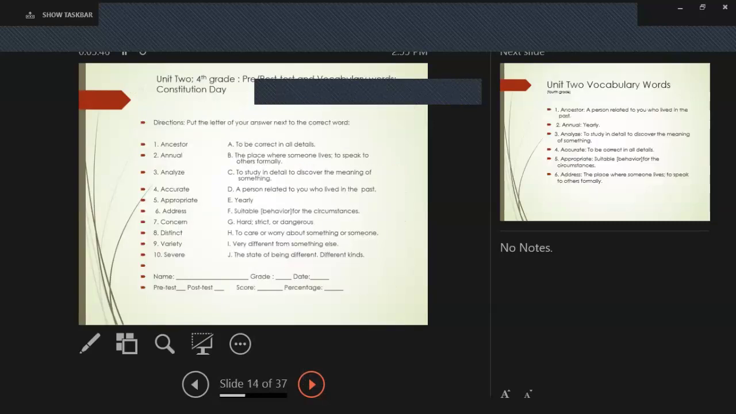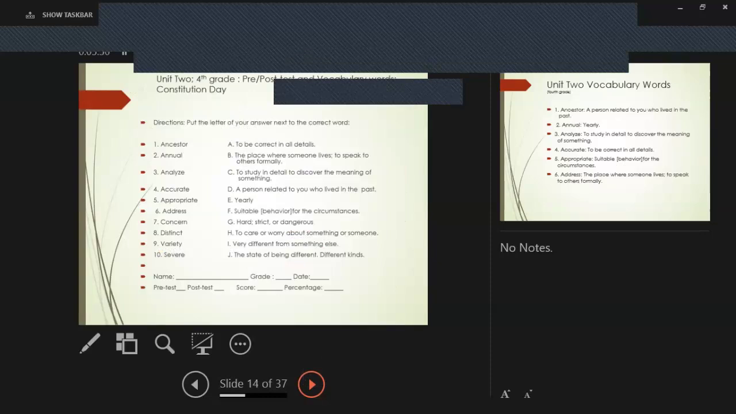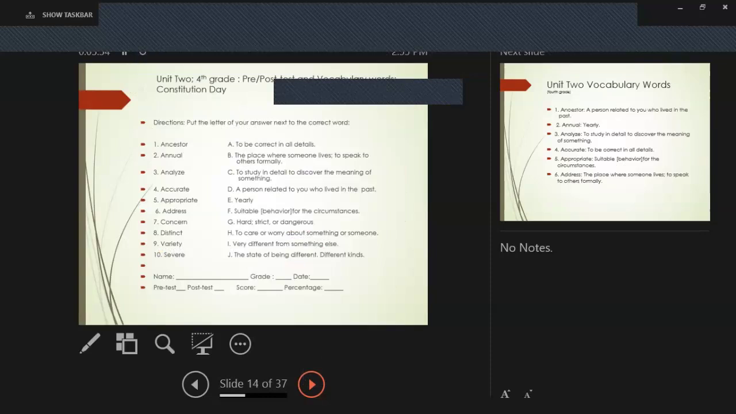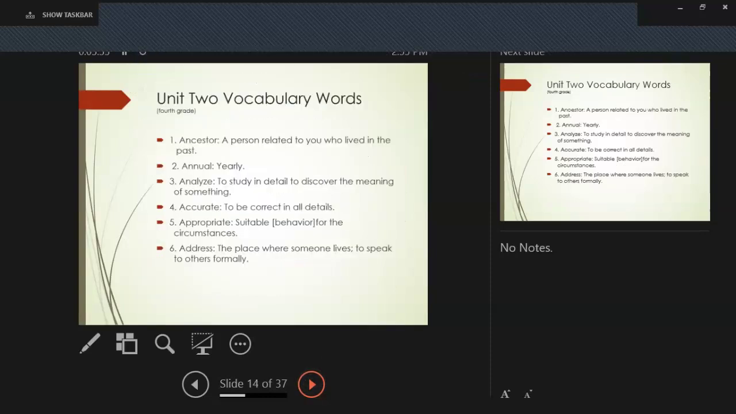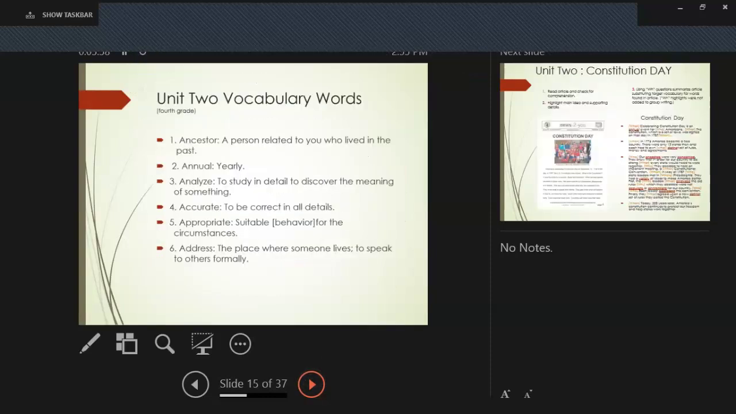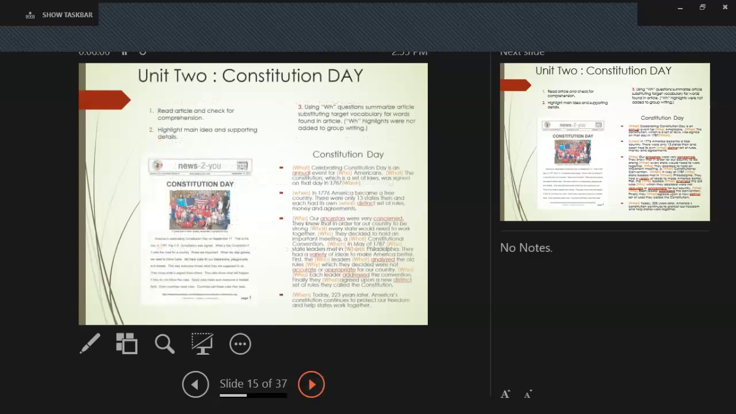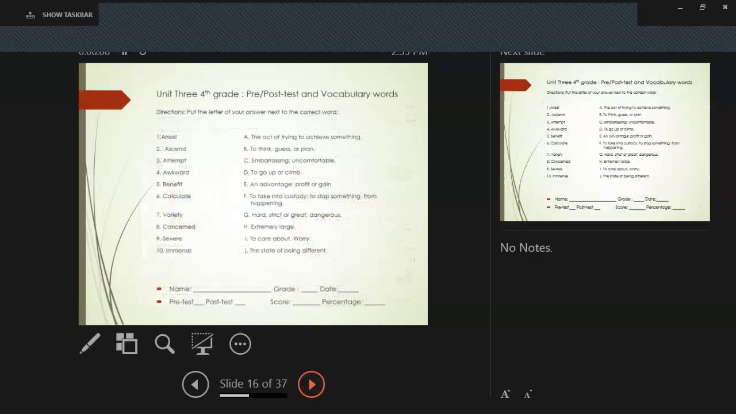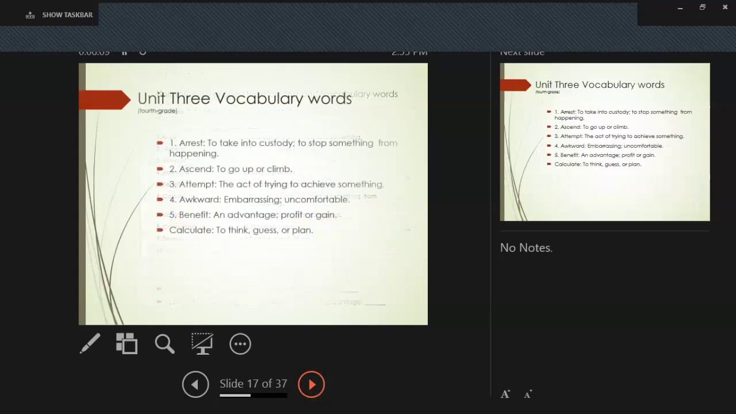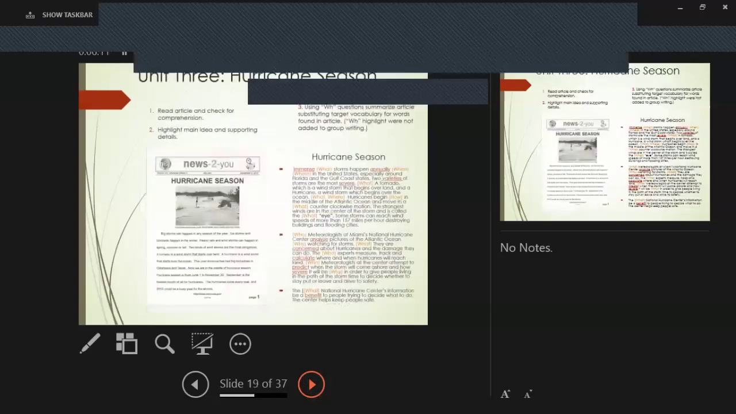So the second one has severe, variety, distinct, and concern. That was in the previous lesson. So now they have 6 new words and the 4 old words. And again, when I start really focusing on the games that we do, I focus really hard on the new words, but I do try to review the old words as well. Same thing, we do a summary, and I put these in because I wanted you to have them to try.